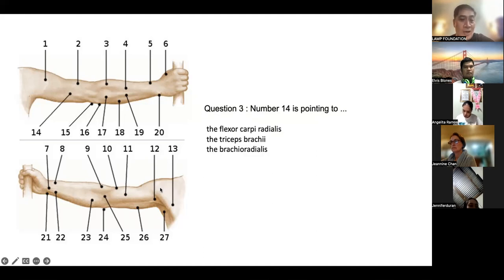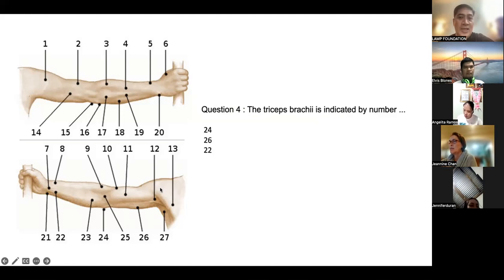Number 14 is pointing to what? Number 14, triceps brachii. Okay. The triceps brachii is indicated by what number? Number 14 po, Doc. No. No, you have 3 options: 24, 26, or 22. Triceps brachii. 24 po. No.